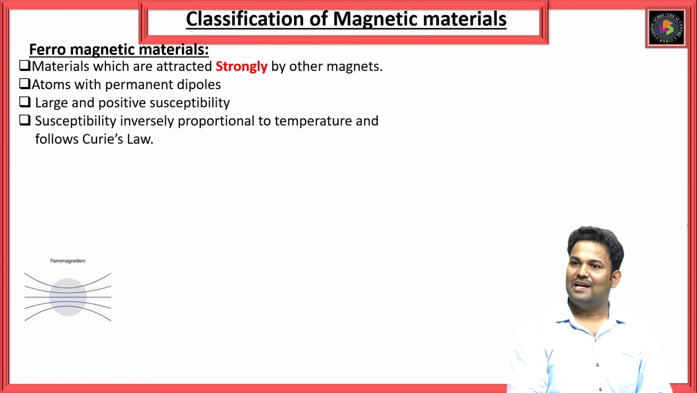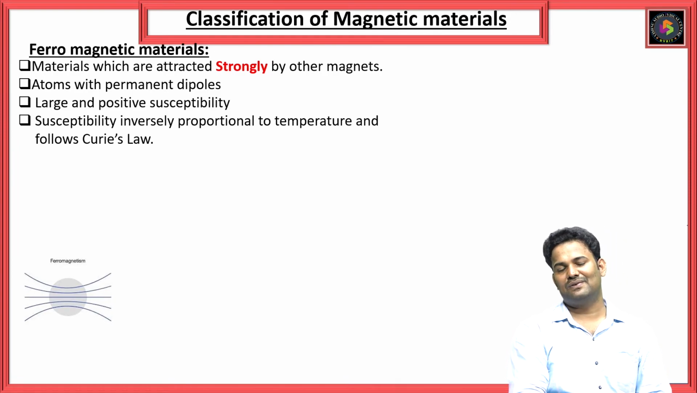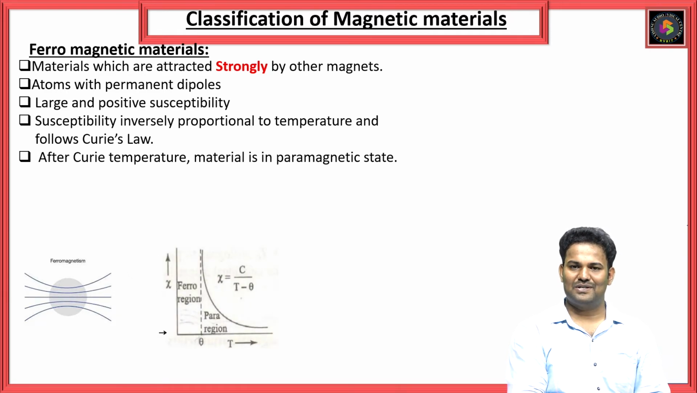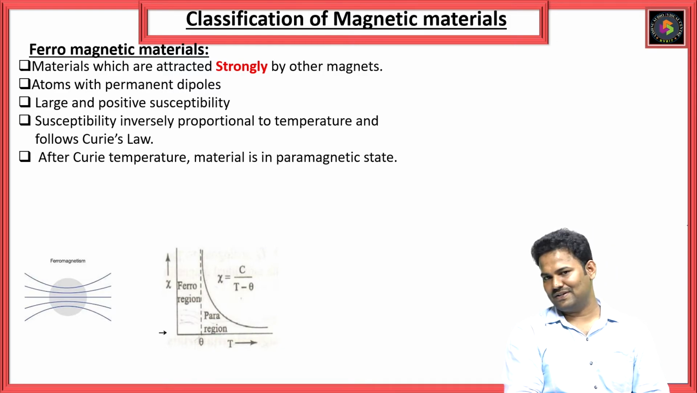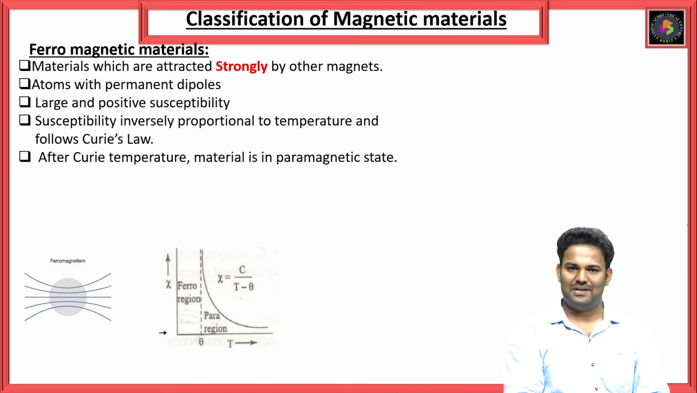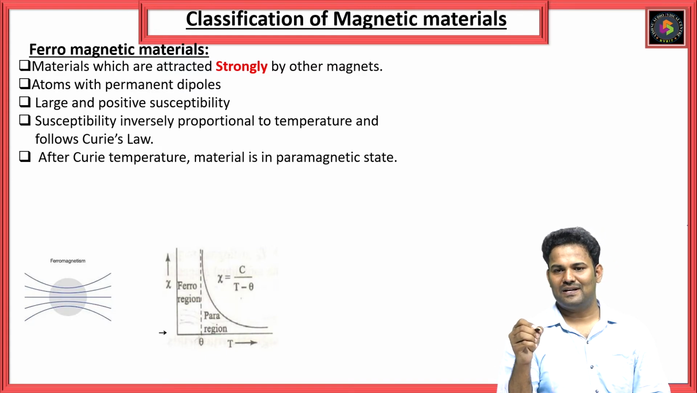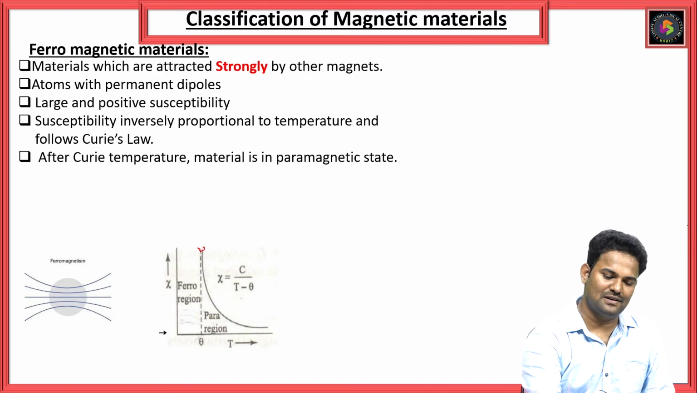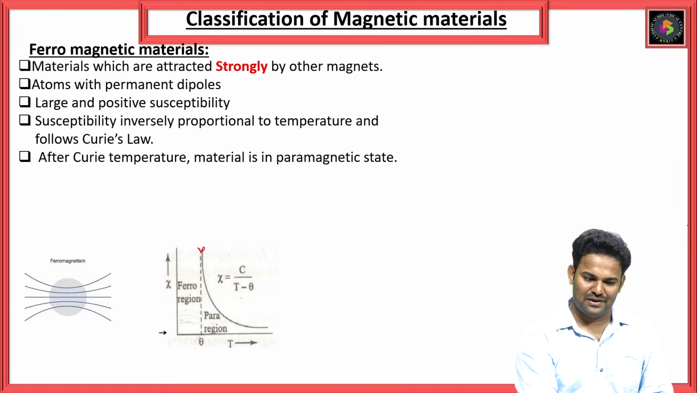The susceptibility is inversely proportional to the temperature and follows the Curie's law. That means if you increase the temperature, the susceptibility decreases. What is Curie's law? At a particular temperature, the ferromagnetic material becomes a paramagnetic substance. When you apply temperature to the ferromagnetic material, it transitions into a paramagnetic substance at that particular temperature only. This is TC, and that temperature is known as the Curie temperature.